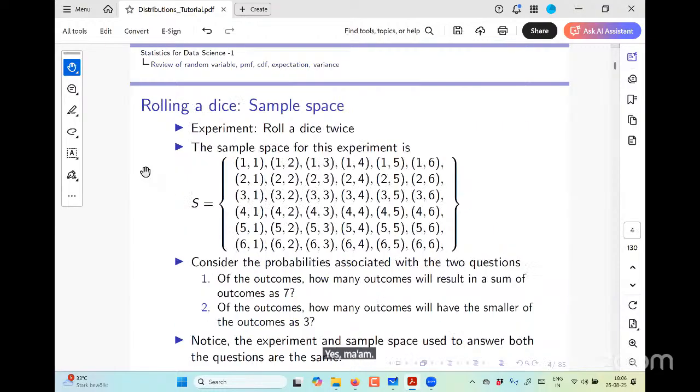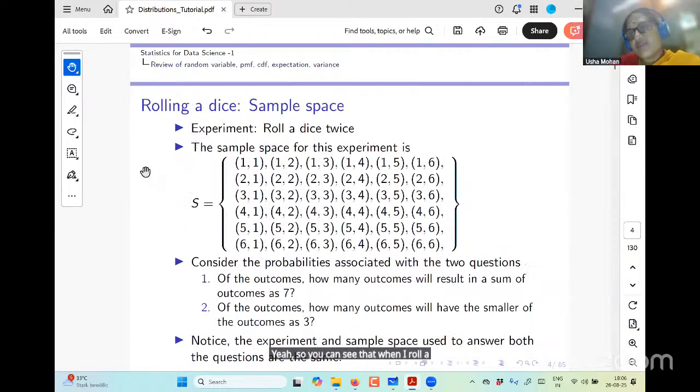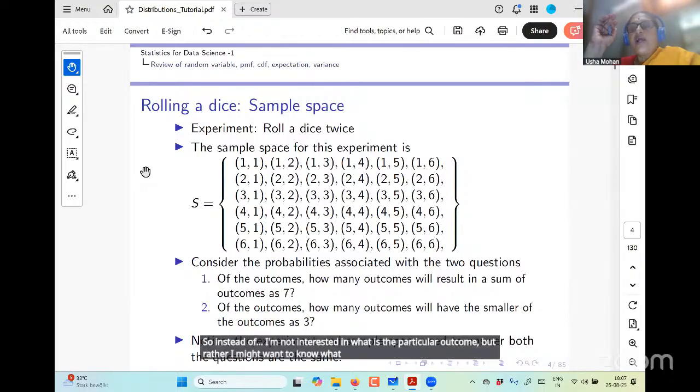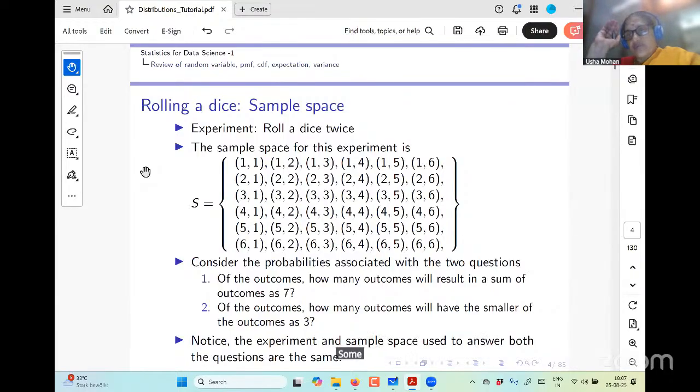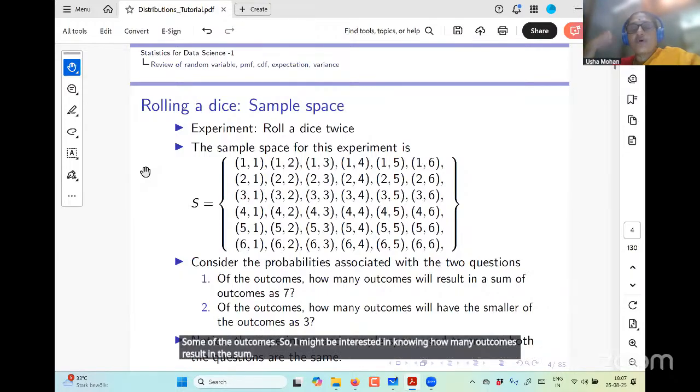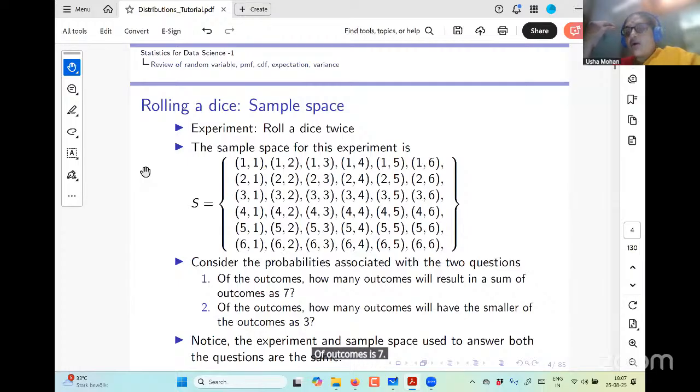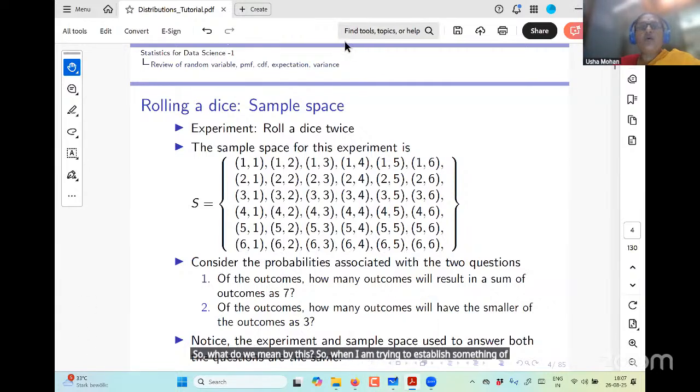So you can see that when I roll a die twice, I have 36 possible outcomes. I'm not interested in the particular outcome, but rather I might want to know the sum of the outcomes. So I might be interested in knowing how many outcomes result in a sum of 7, or where the smaller of the outcomes is 3. So what do we mean by this? When I am trying to establish something of this kind, what we are trying to establish is the following.